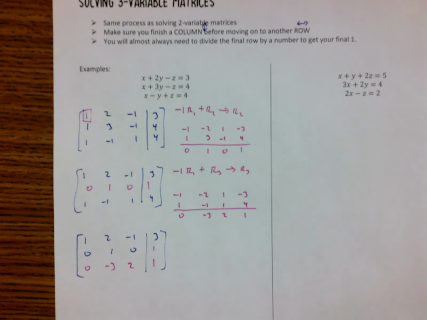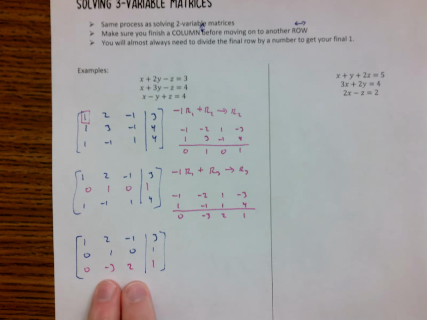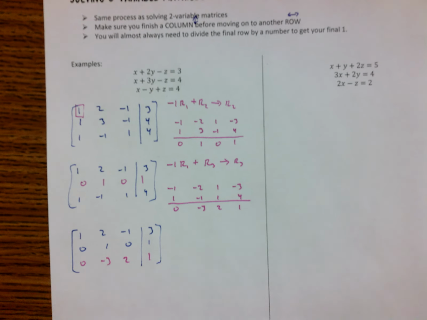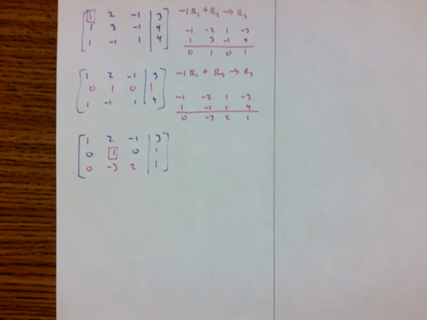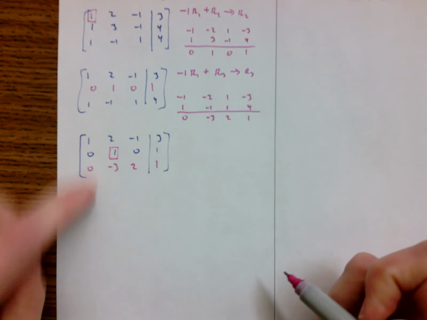So now I'm going to turn my attention to the other 2 columns. And again, I'm looking for a 1. So this one's pretty convenient. I already have the 1 where it's supposed to be. So that's great. I can use that to help me out. So I'm going to use this 1 to clear the rest of the column.